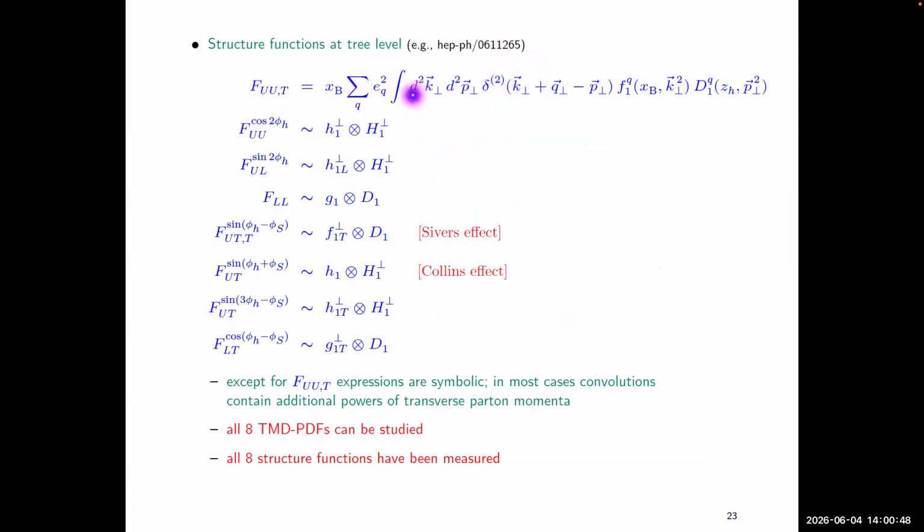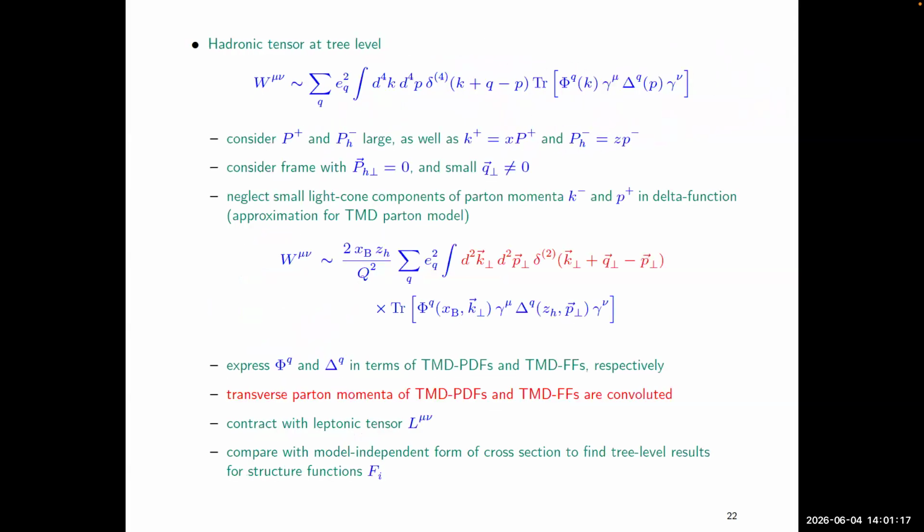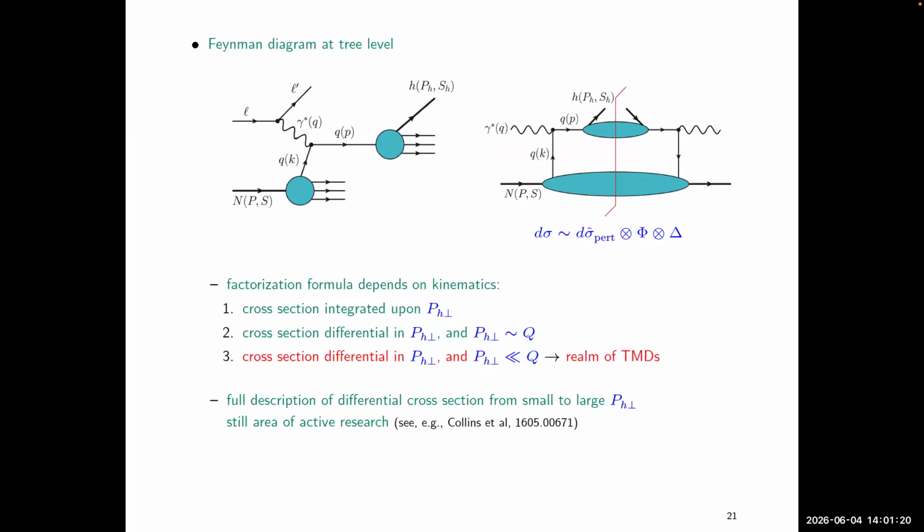the structure functions. Here are actually the 8 ones that we saw in the list before. This F_UU,T contains the unpolarized transverse momentum dependent parton distribution, quark flavor q, and the unpolarized transverse momentum dependent fragmentation function, quark flavor q going into a hadron. And these 2 transverse momenta get convoluted through this delta function. And the reason why we have this convolution is that this delta function expresses nothing but conservation of transverse momentum at this vertex.